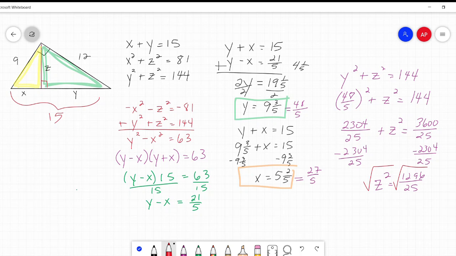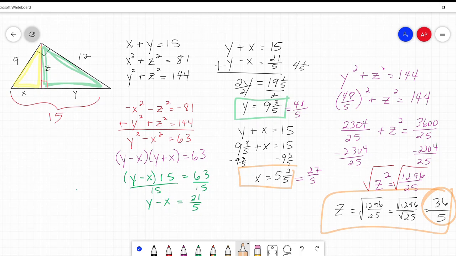We take the square root of both sides. So what that means is z is equal to, when you say square root of 1296 over 25, that's the same as the square root of 1296 over the square root of 25. And if you pop that in your calculator, the square root of 1,296 is 36, and the square root of 25 is, of course, 5. So there's our other one. So we have our final answer.